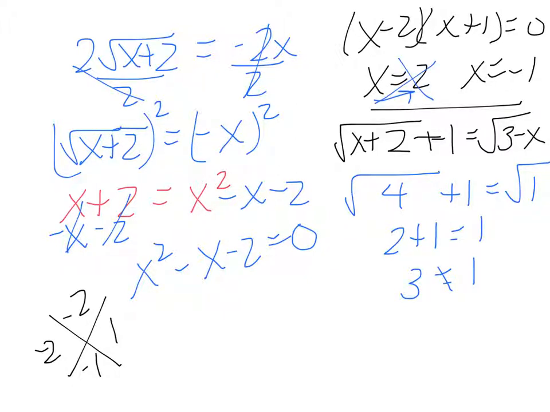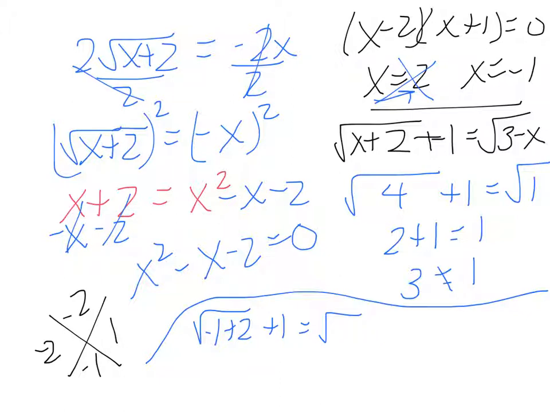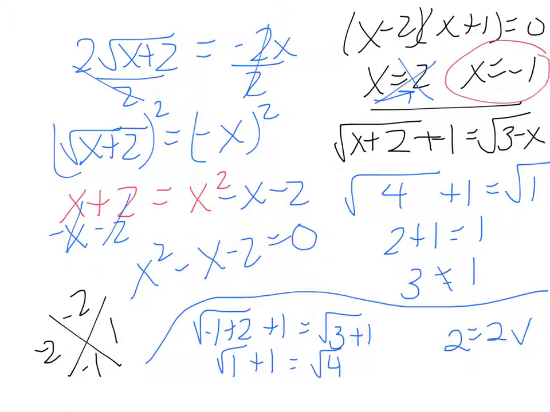Now we want to check to make sure that negative 1 works, so we're going to plug that back in. So we have the square root of negative 1 plus 2, and then plus our 1 is equal to the square root of 3 minus a negative 1. On the left side, we will get the square root of 1 plus 1 is equal to the square root of 4. So we would be left with 2 equals 2, which is true. So our solution is going to be x equals negative 1. Negative 1 would work, but 2 would not.